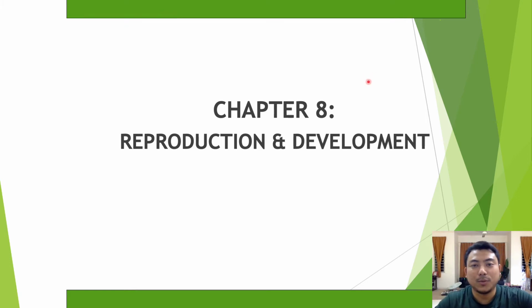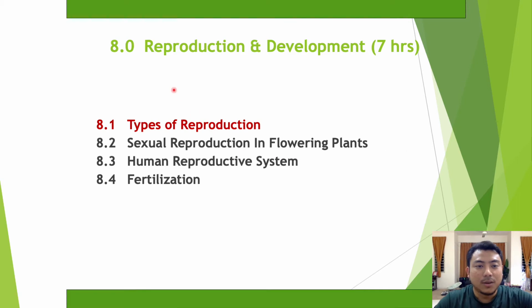In this video, we're going to discuss Chapter 8, Reproduction and Development. Let's check it out. So for reproduction and development, we have four subchapters, 8.1, 8.2, 8.3, and 8.4. 8.1 being types of reproduction, 8.2 sexual reproduction in flowering plants, 8.3 human reproductive system, and 8.4, we're going to discuss fertilization.